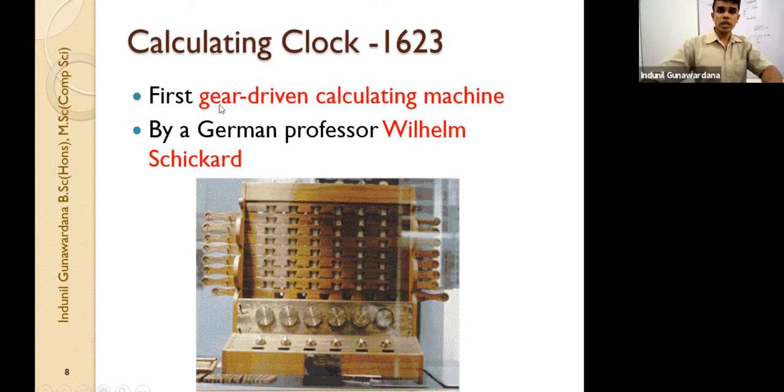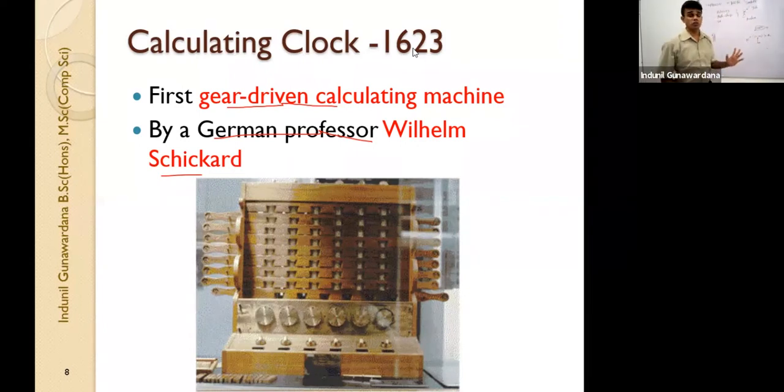So this was by a German professor, Wilhelm Schickard. He's the one inventor. And this is said to be the first gear-driven calculating machine. And this was invented in 1623, very long ago. Now we are 2,400 years ago.